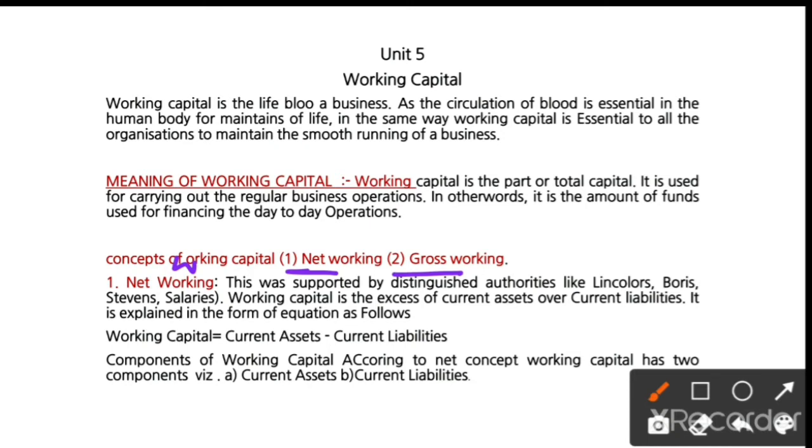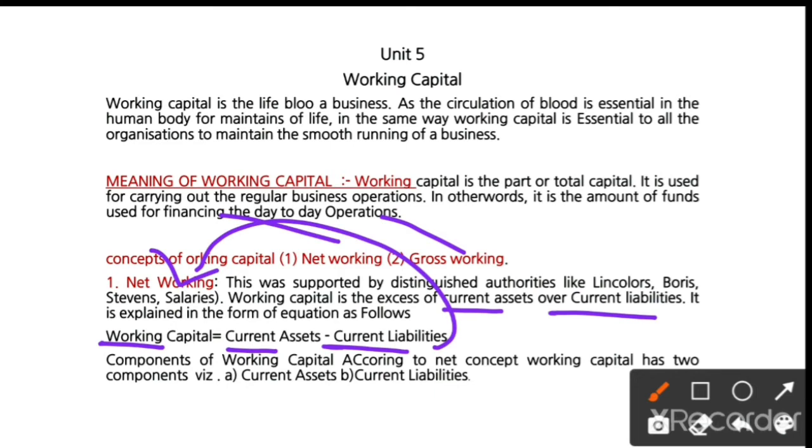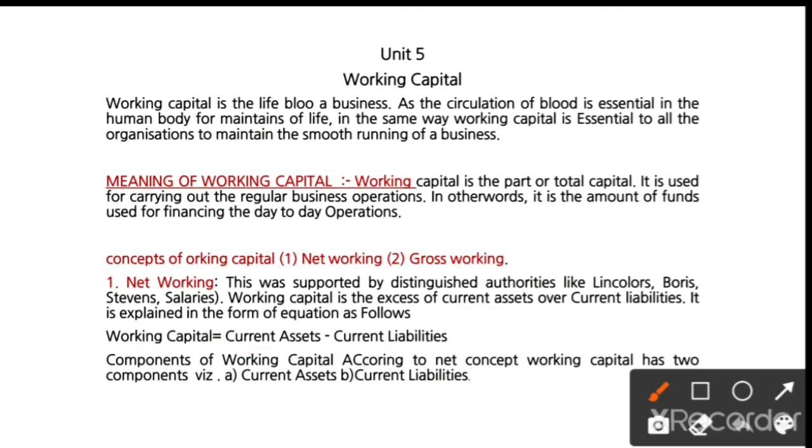So what do you mean by net working capital? This is supported by distinguished authorities like Lincoln and Boris. According to them, working capital is the excess of current assets over current liabilities. Basically, working capital has two concepts: net working and gross working. As per the net working concept, it is the excess of current assets over current liabilities. Let us explain in detail. Working capital is equal to current assets minus current liabilities, and that is net working capital. And net working capital has two components, those are current assets and current liabilities.